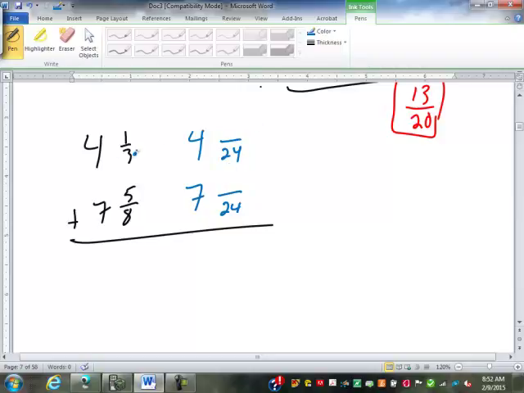So what do I multiply the 3 by to make 24? 8. 1 times 8 is 8. What do I multiply the 8 by to make 24? 3. 5 times 3 is 15. So now I'm going to add 8 24ths. Now you'll notice I lined up the fractions here just like they're the last digit of the number, because that's really all they are, just the last digit of the number at the very end. So I have 8 24ths and 15 24ths make 23 24ths. 4 and 7 make 11.